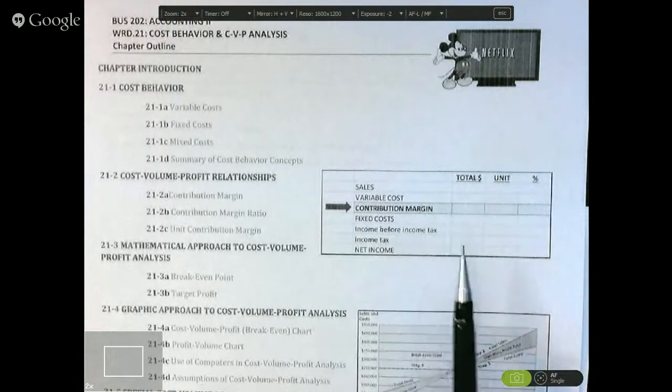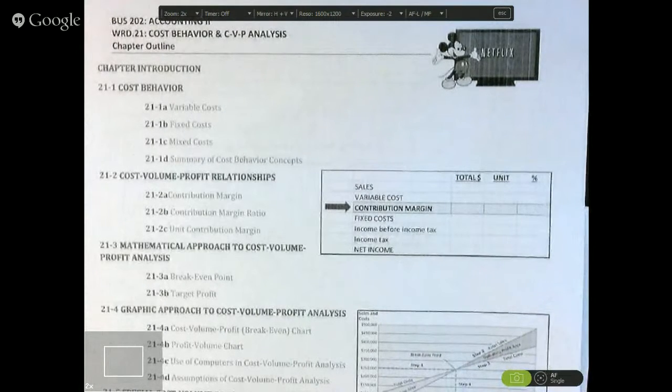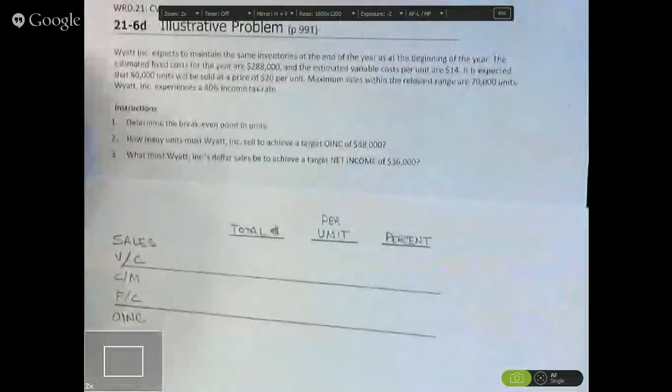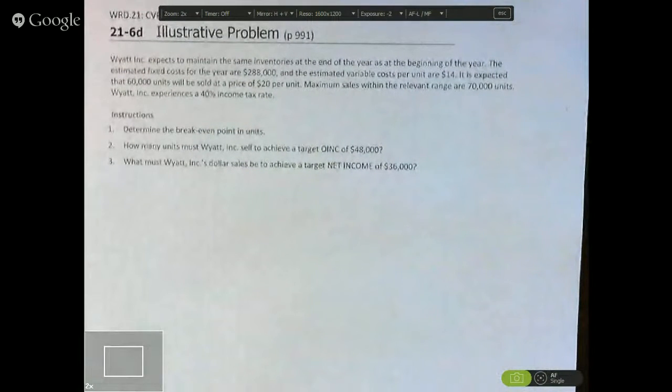Okay, since this is the highlight of this particular video, and I think it's a good idea for you to use this idea for all the problems that we have, let's just illustrate its use by taking a look at the illustrative problem in your chapter that begins on page 991. So turn to page 991 to the illustrative problem, and let's see if we can use the contribution format income statement to solve some of the items that you have here.